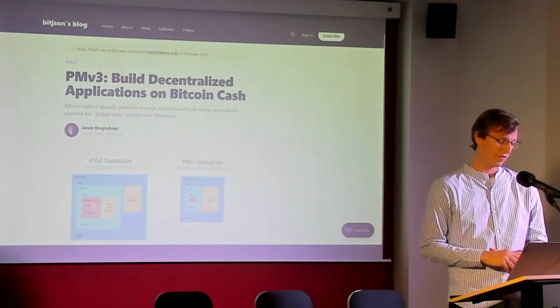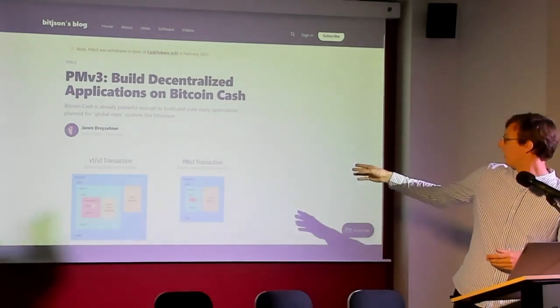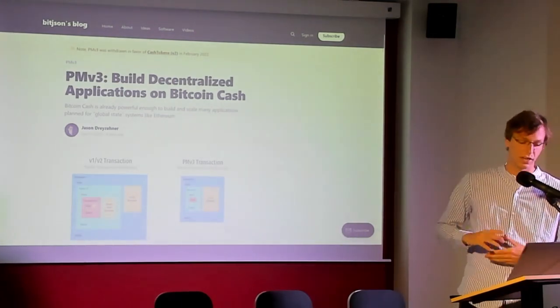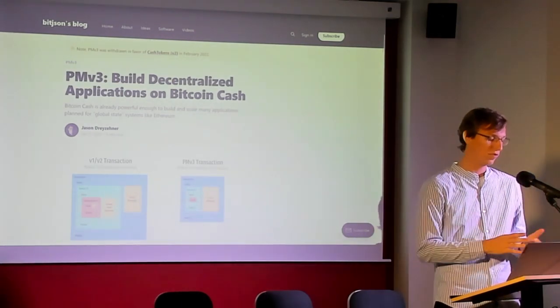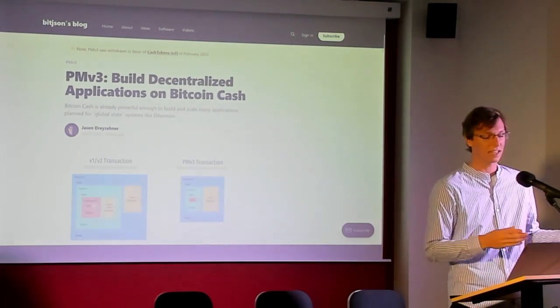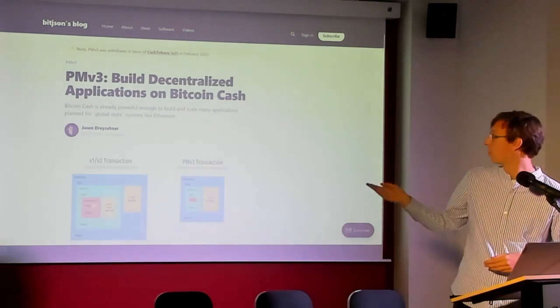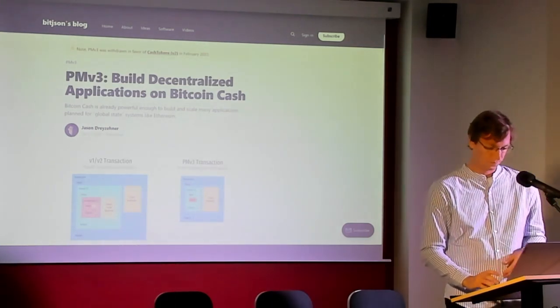in February of 2022. And this blog post of PMv3 shows how the recursion would work, where you can prove a whole lineage of token transactions or a whole lineage of decentralized application transactions in a small proof. And this blog post was from 2021.